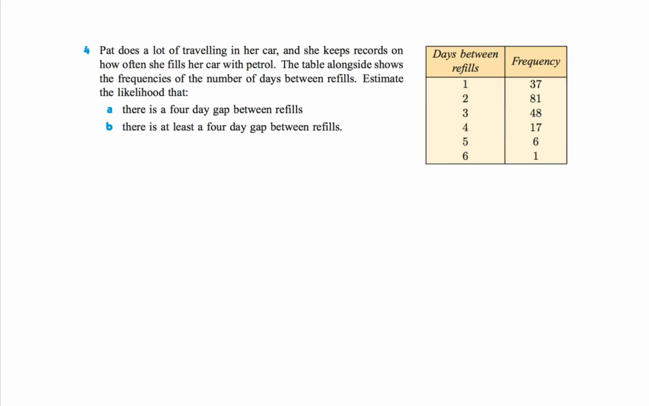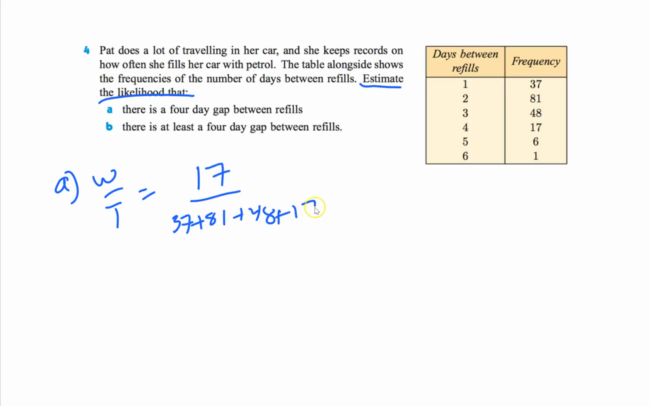This is how many times she filled up within those days of refills. So the question is, estimate the likelihood that there's a 4-day gap between refills. Remember our key, want over total. I want a 4-day gap, that's this one. So there's 17 4-day gaps. And for the total, I have to do a little cumulative frequency. I'm lazy, so I'm just going to do this. Hey, look at that, the shortcuts. And you get that.